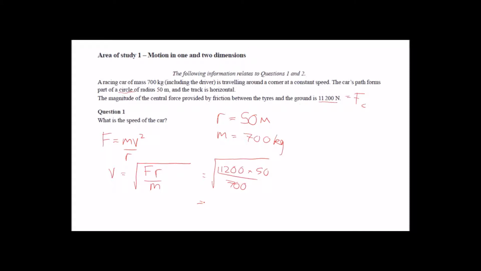Then I'm going to get my trusty Casio FX82 calculator, and I'm going to work out what that is. So, well, I would if I could actually see the screen. Square root 11,200 times 50 divided by 700 equals, and I get 28.3 meters per second, or in fact 28 meters per second to two significant figures, which is sensible for this question.